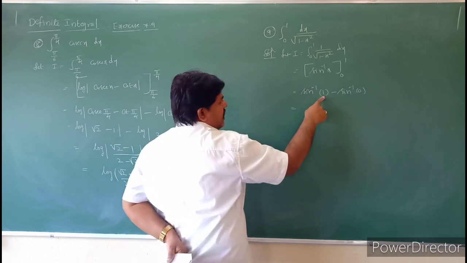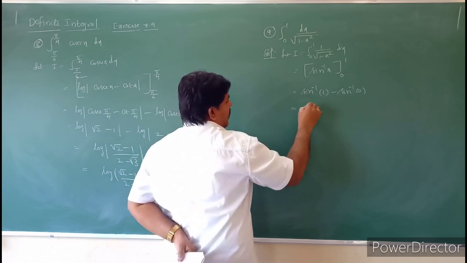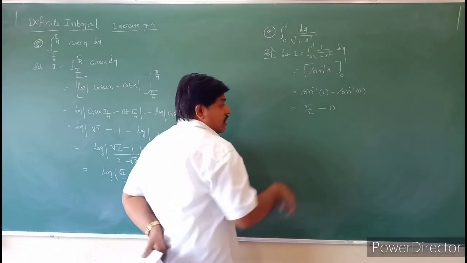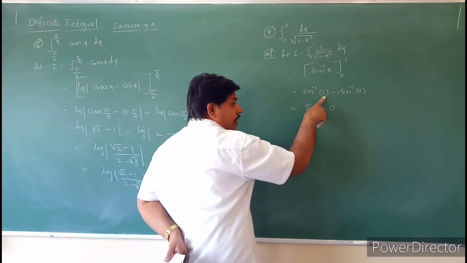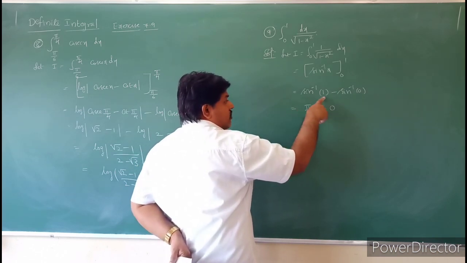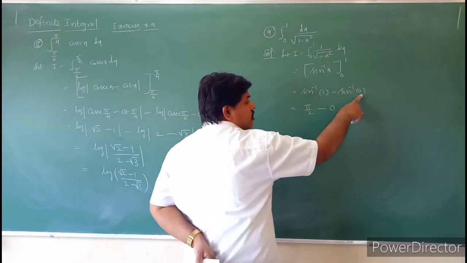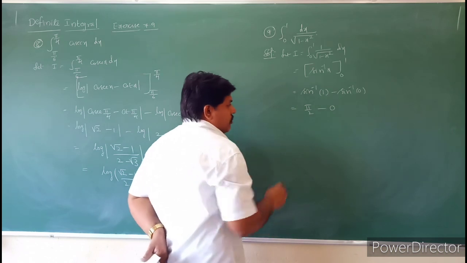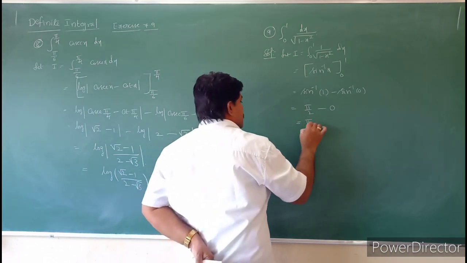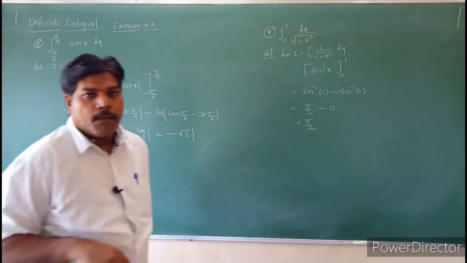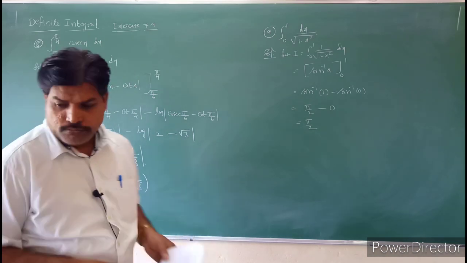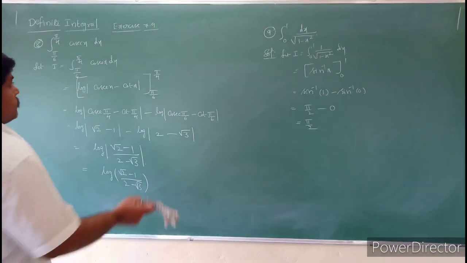So one is sine pi by 2. Sine inverse will be cancelled, you will get pi by 2. Minus 0, which is sine 0. Sine inverse will be cancelled, you will get 0. Understand that 1 is nothing but sine pi by 2, and 0 is nothing but sine 0. Sine 0 is 0, so sine inverse will be cancelled, you will get 0. So the answer is pi by 2.